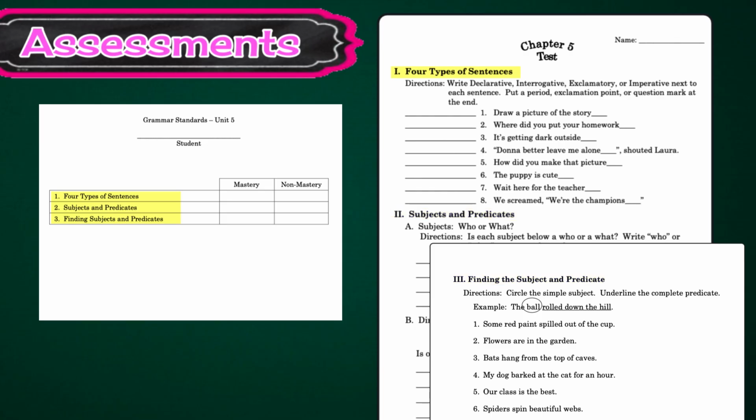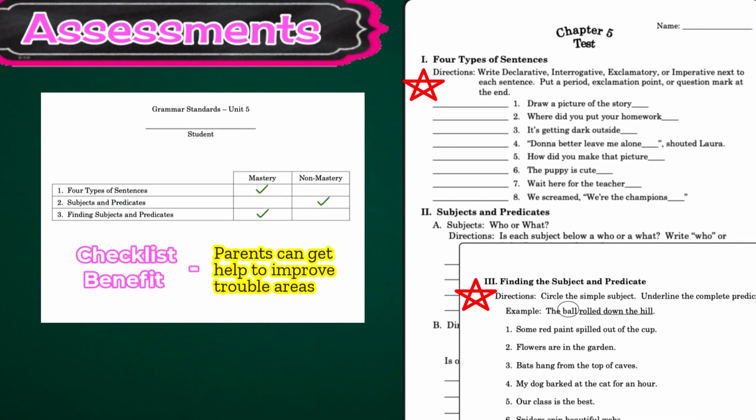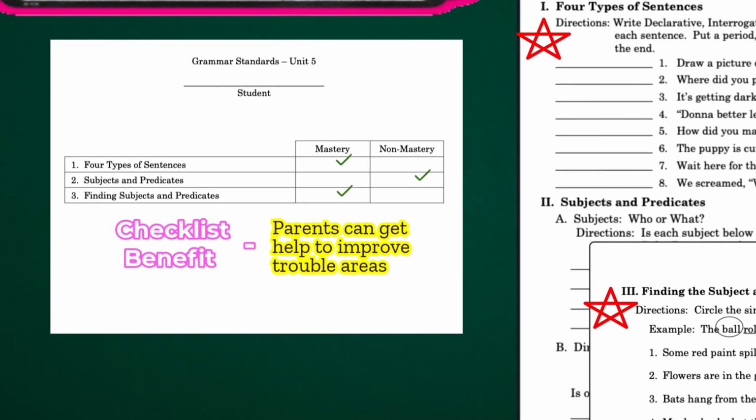Now, here on the test, if the student does well on a standard, I put a star. This means that they've mastered the standard. If they don't do so well, I'll just leave it blank, like on part 2 here, subjects and predicates. On this example, the students pass parts 1 and 3, so they get stars. So on the parent checklist, you'll mark mastery for 1 and 3, and you'll mark non-mastery for number 2. This checklist is part 1 of getting the students the help they need right away for their trouble areas.